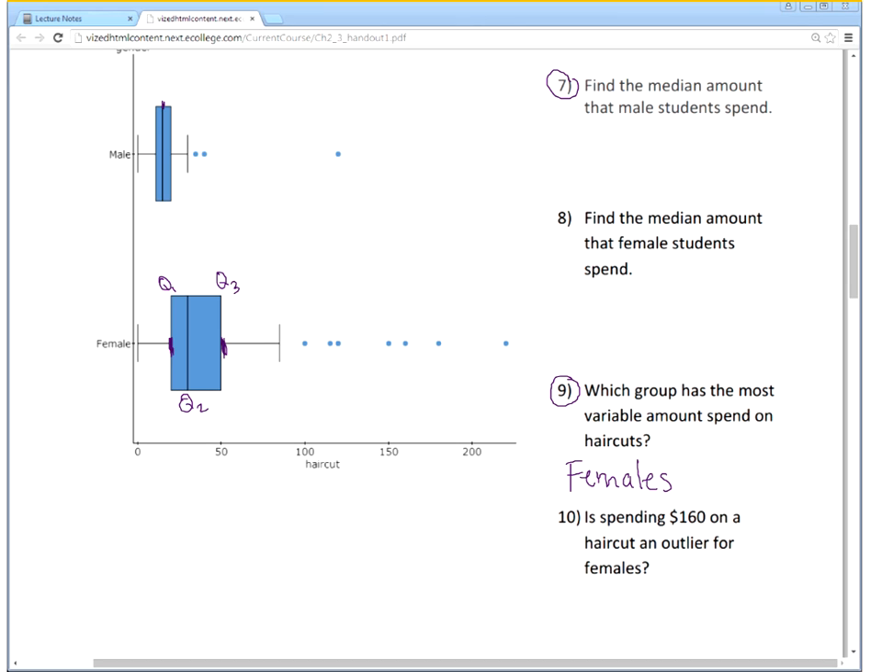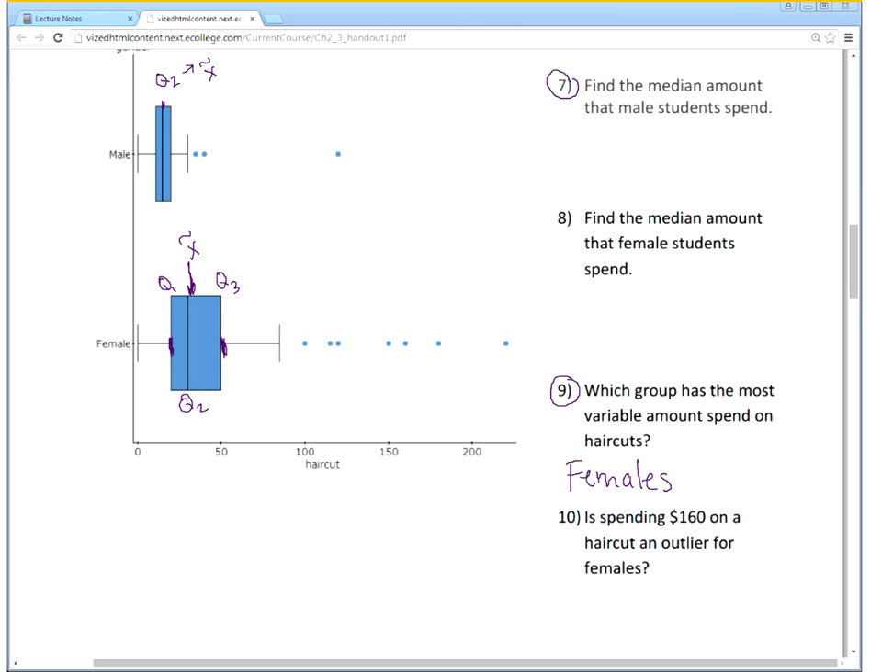This line right here, that's your second quartile. And the second quartile happens to also be the median. All we can do there is estimate and bring it down to the horizontal axis. So this marking right here, that is your median.